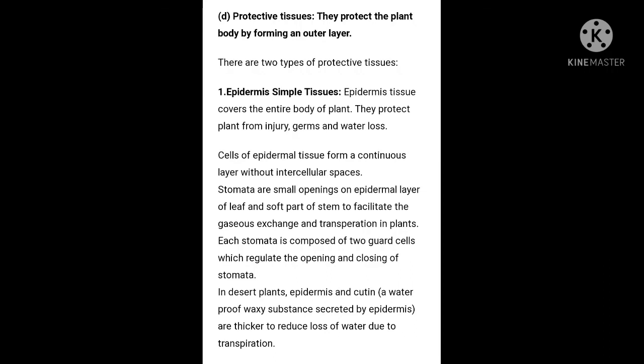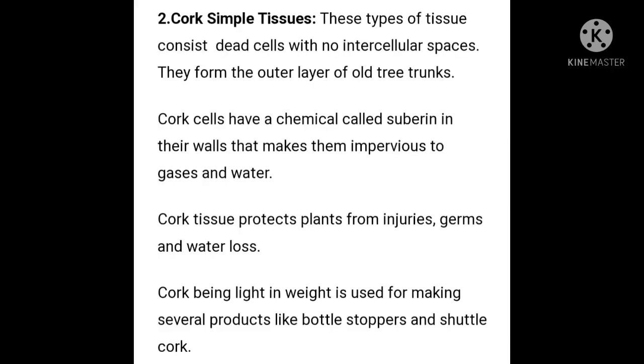Now we will see the next protective tissue, that is the cork simple tissue. This type of tissue consists of dead cells. As they are present in the barks, meaning the woody part of the plant, their cells are dead cells, with no intercellular space. They form the outer layer of old tree trunks, where the trunk is very hard and very big.